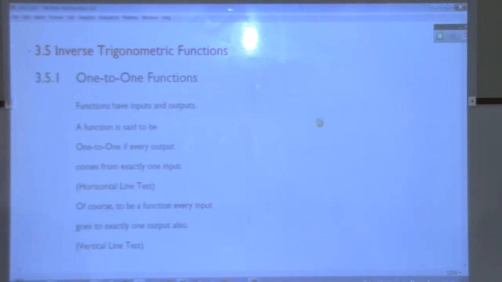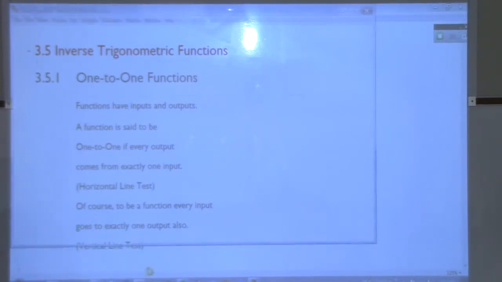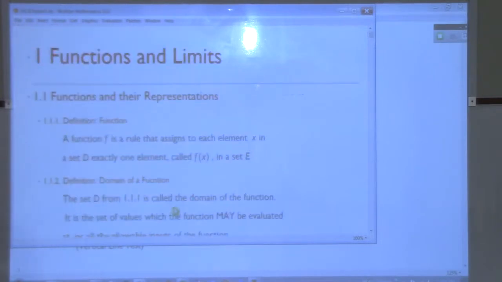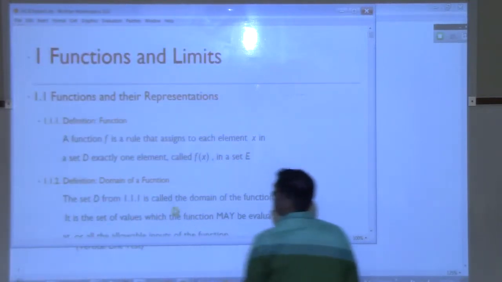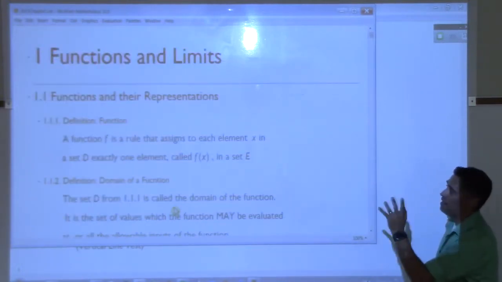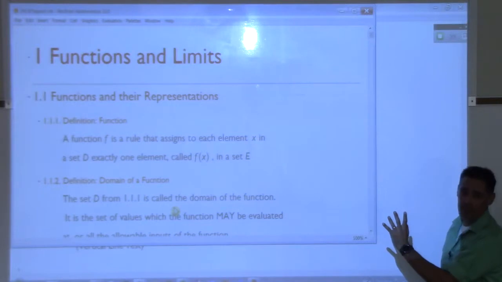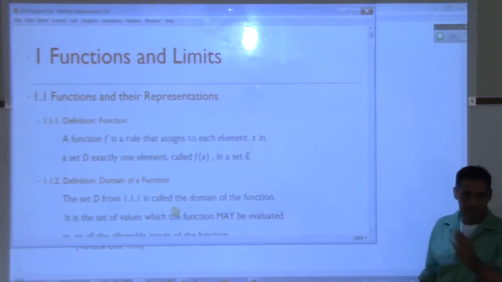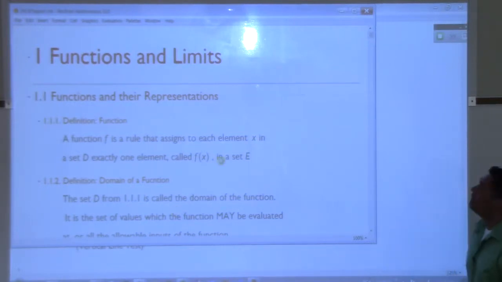All right, here we go. Inverse trig functions, 3.5 out of the book. Wait a minute, hold on. This is Cal 2. We don't want to do that. Oops. Okay. All right, here we go. Functions and limits. This is chapter 1. The first section. Now look, do not sit here and try and copy everything I have on the board down, because this is all on Canvas. You can print these notes out. This is just for us to discuss.